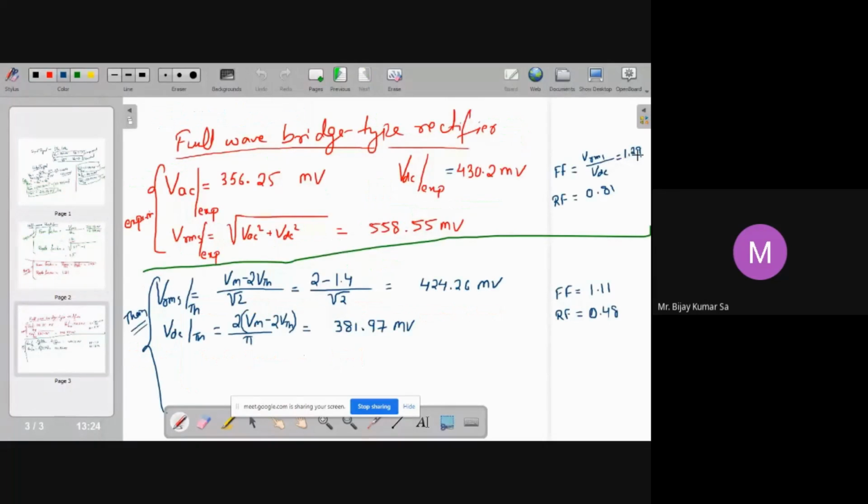It has become 1.29. 1.81 से 1.29 आ गया, so it has gone closer towards 1. So experimentally भी full wave rectifier is a better rectifier than the half wave rectifier.